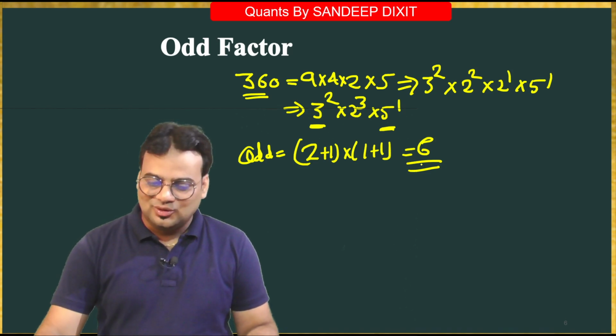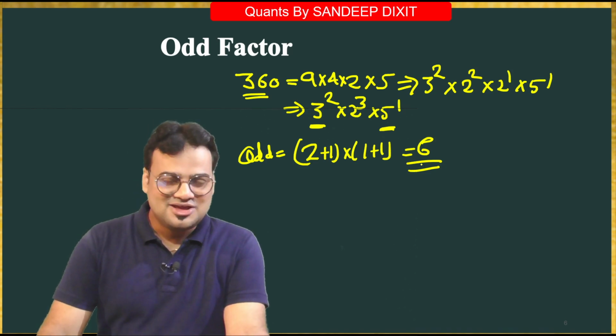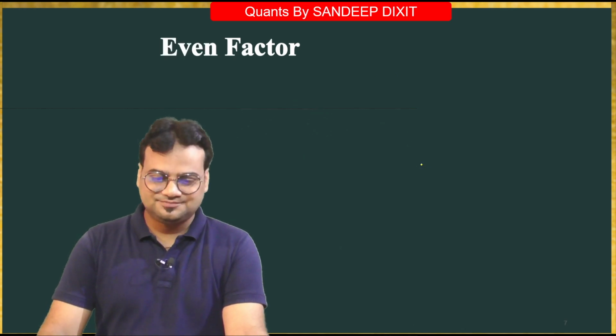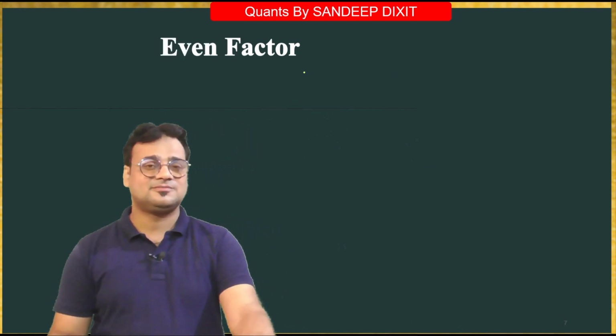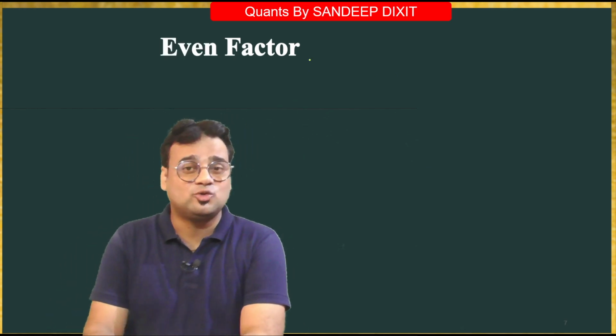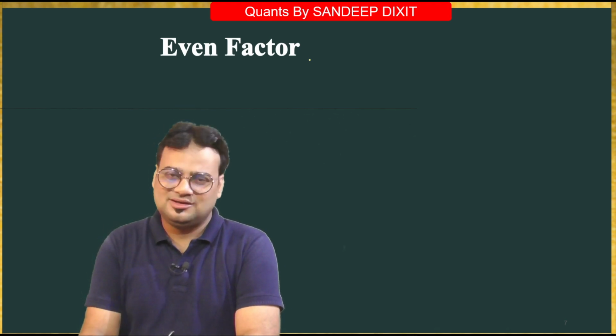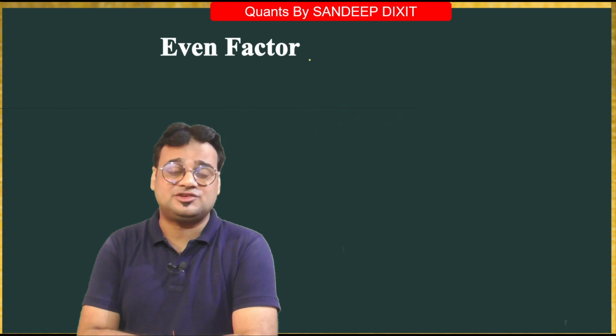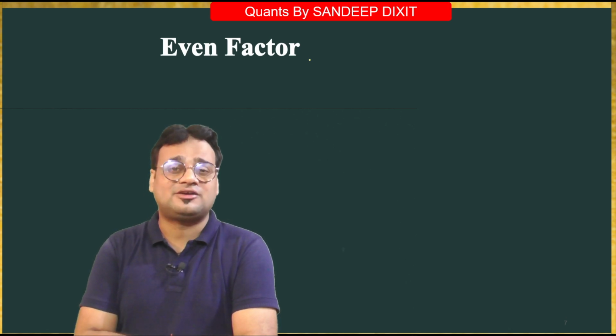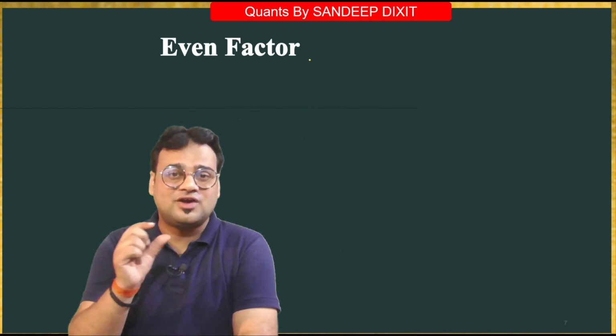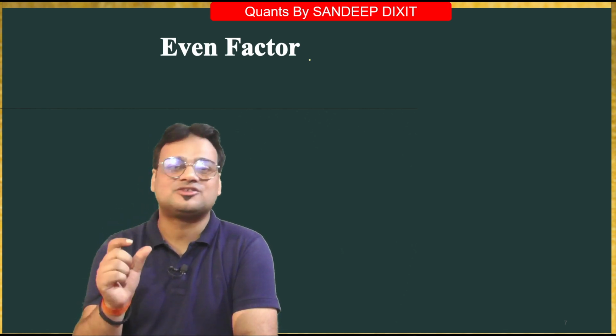Understood? So let us next discuss the even factors. What do you mean by even factors? That means even factors are those factors which are a multiple of 2. All of you know even numbers are those numbers which are a multiple of 2. So a factor which is a multiple of 2 is called an even factor.